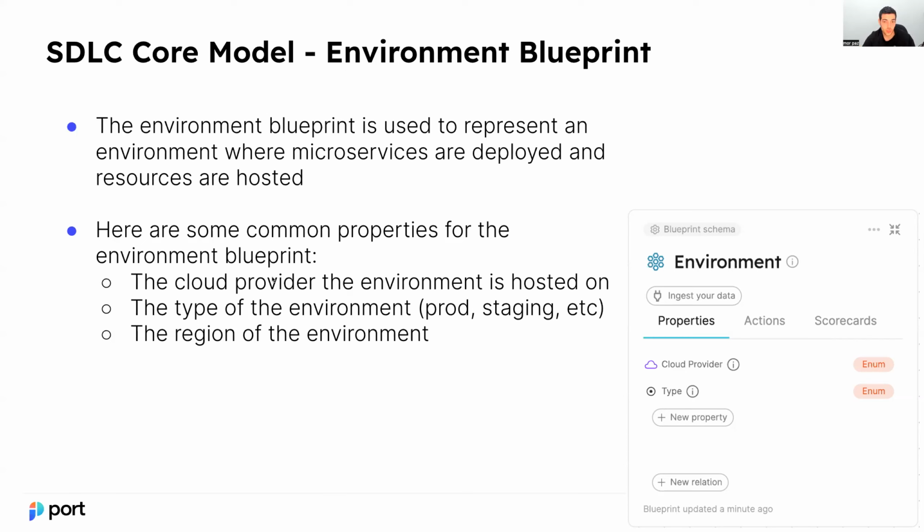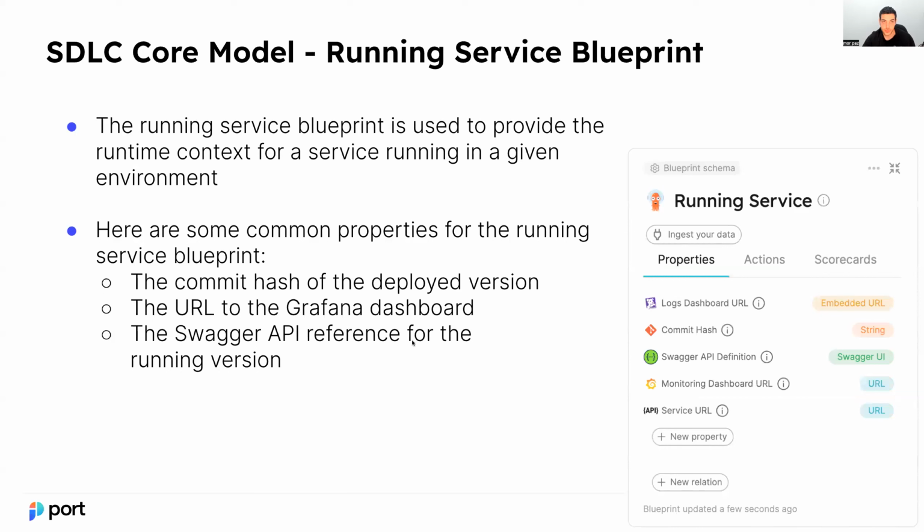So some common properties for the environment blueprints are the cloud provider, if, for example, we're working with multi-cloud, or maybe we can document the cloud account, the type of the environment, so if this is production, staging, test, and so on. And the region of the environment, in case we are hosted in multiple regions, or we need to make sure that all of our regions are compliant with our customers, and so on.